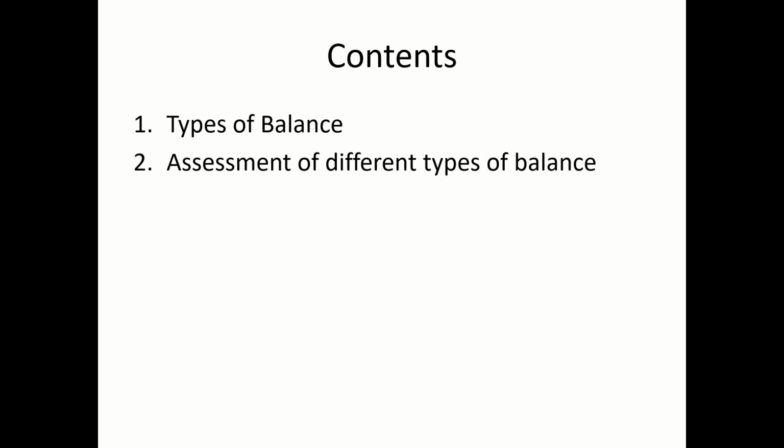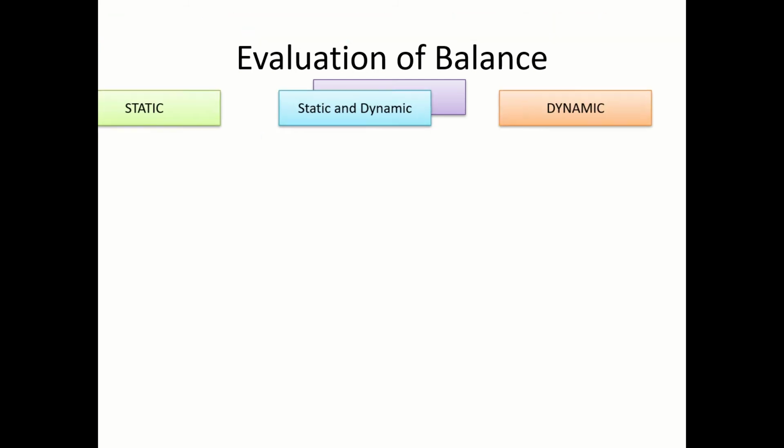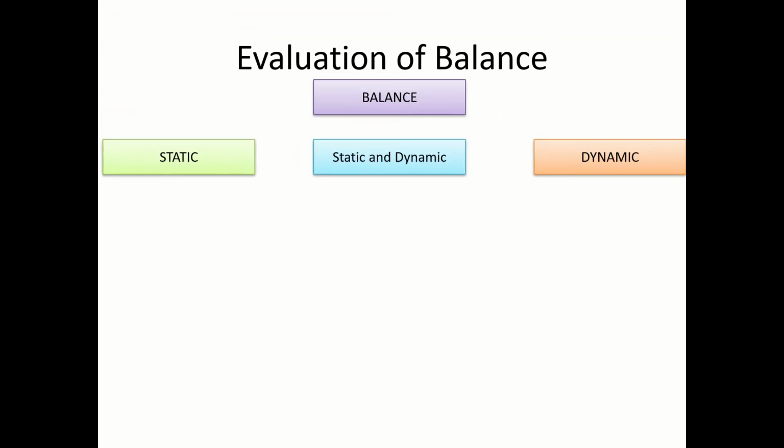Contents: types of balance, we have already dealt, that is static and dynamic. So, assessment for different types of balance is the main content today. Coming down to evaluation of balance. Balance is divided into three types depending on evaluation. We already know that there are two types of balance, static and dynamic. So hence definitely evaluation system for static and dynamic balance are different.